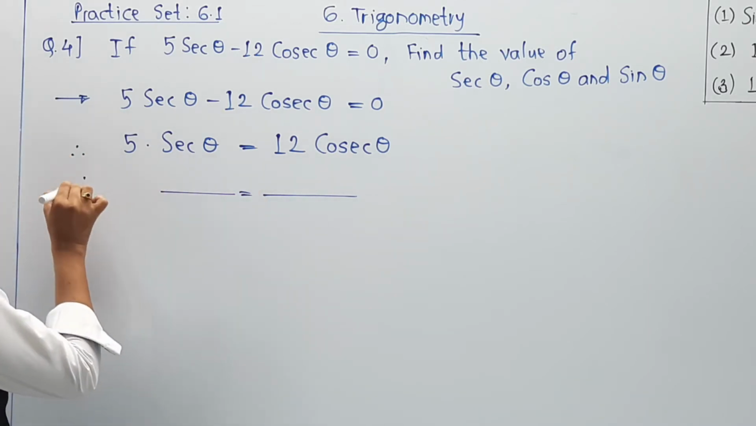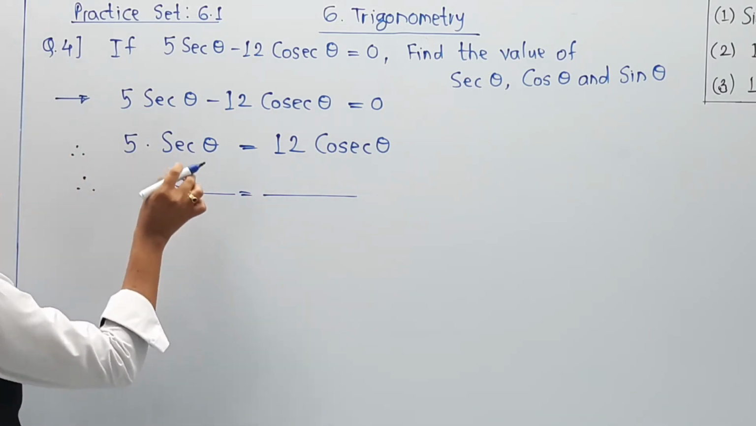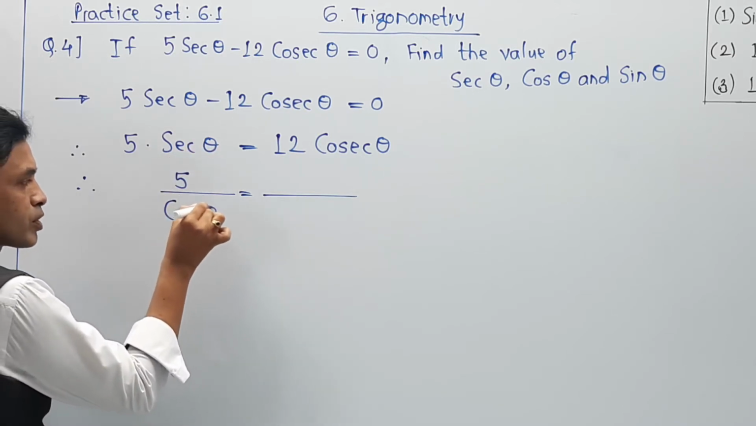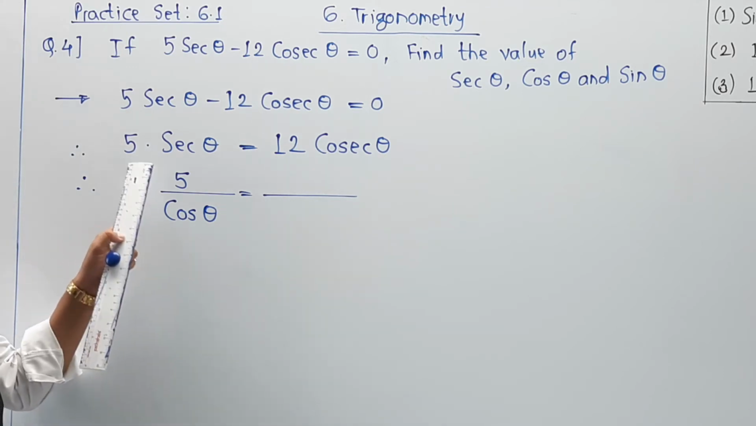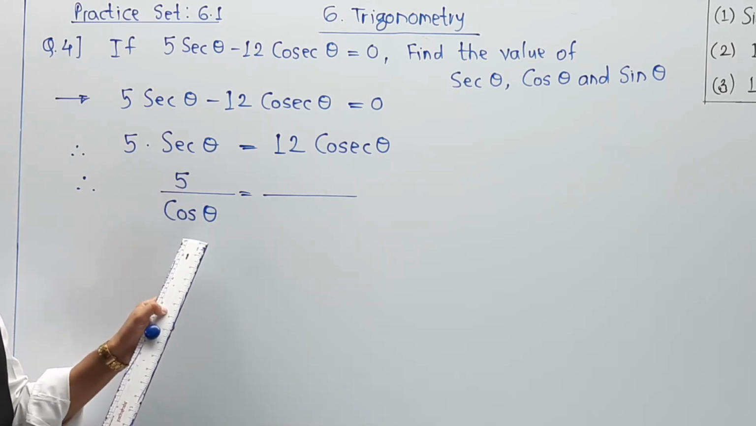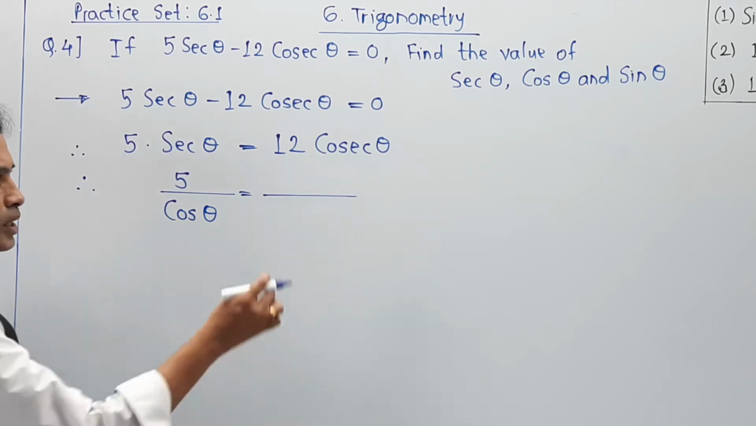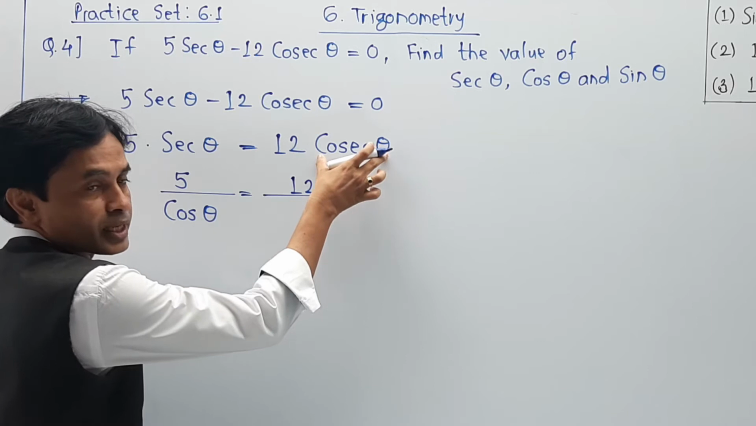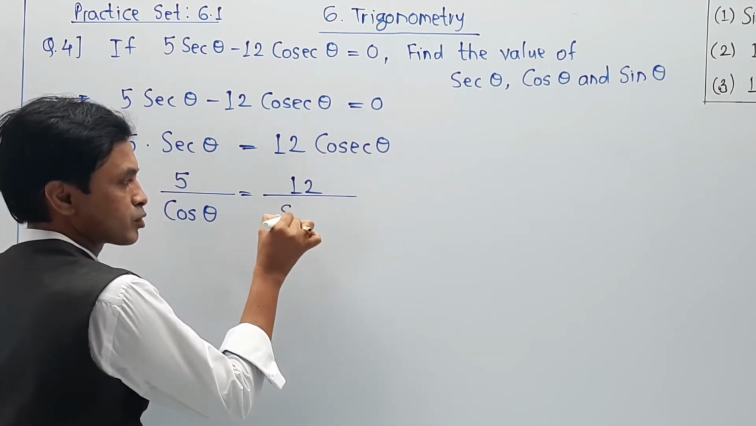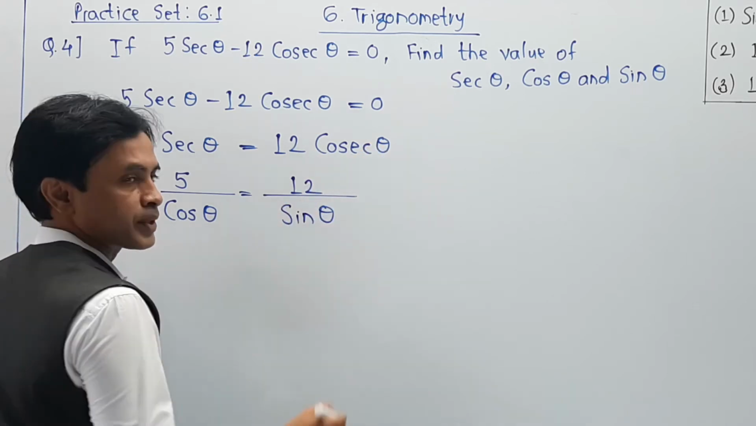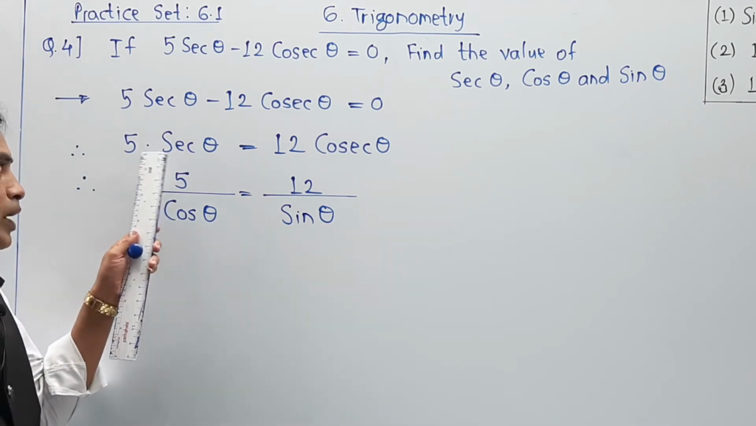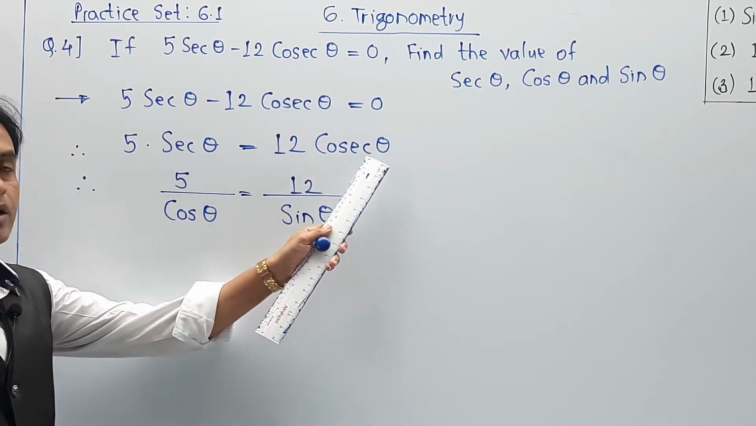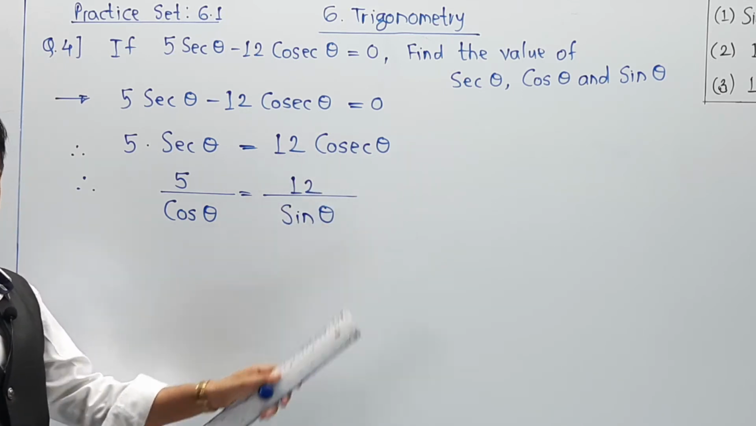First, this 5 is as usual, and sec theta means 1 upon cos theta, so I am writing it as cos theta. Remember, 5 will be in the numerator and sec theta becomes 1 upon cos theta. Similarly, this 12 is as usual, and the reciprocal of cosec is sin theta, so I am writing sin theta. Now 5 sec theta is converted to 5 upon cos theta, equal to 12 cosec theta converted to 12 upon sin theta.